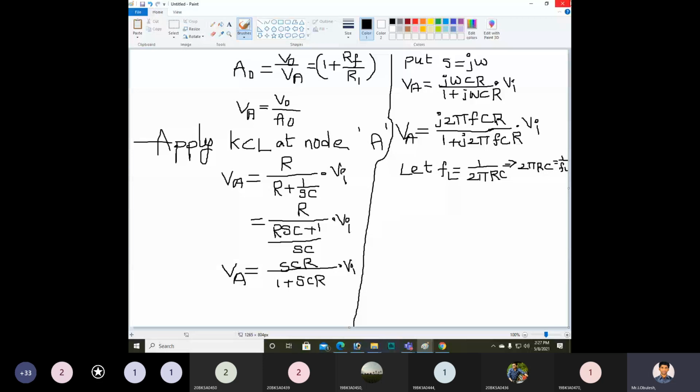VA is equal to j into F by FL, divided by 1 plus j into F by FL, into Vi.